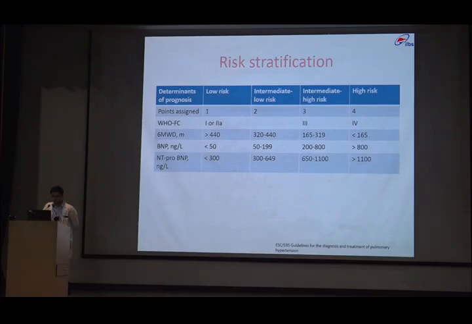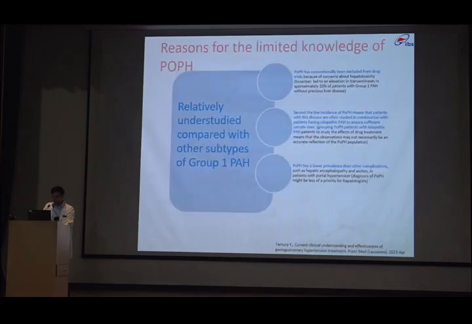For risk stratification, POPH patients can be stratified into low risk, intermediate-low risk, intermediate-high risk, and high risk, based on these parameters: WHO functional class, 6-minute walk distance, and BNP or NT-proBNP, into classes 1, 2, 3 and 4.